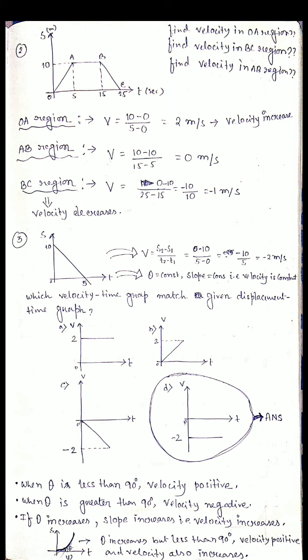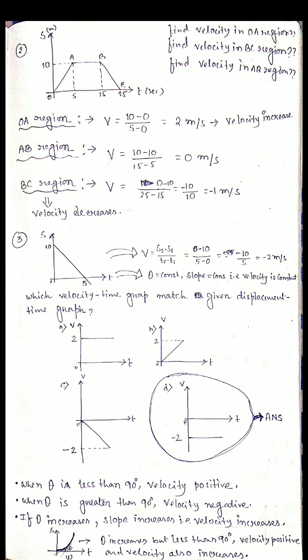Now here I also draw another displacement time graph. Here if you see theta, if I draw two tangents over there, we see that theta increases each time. As time increases, the theta value increases. If we draw a tangent and make an angle or slope, that is theta, tan theta, we see that theta increases, but it is less than 90 degree. Theta increases but less than 90 degree. So theta increases but less than 90 degree means velocity is positive, but velocity also increases.